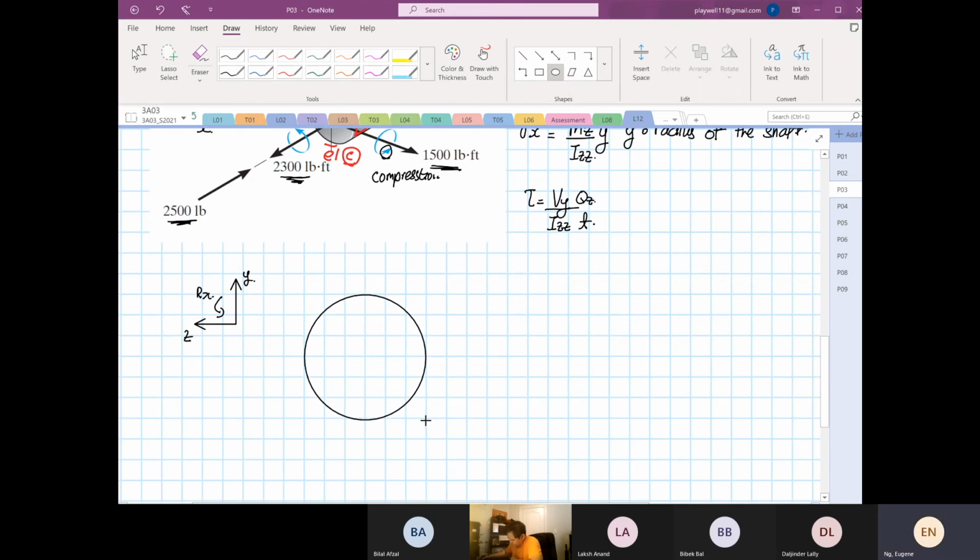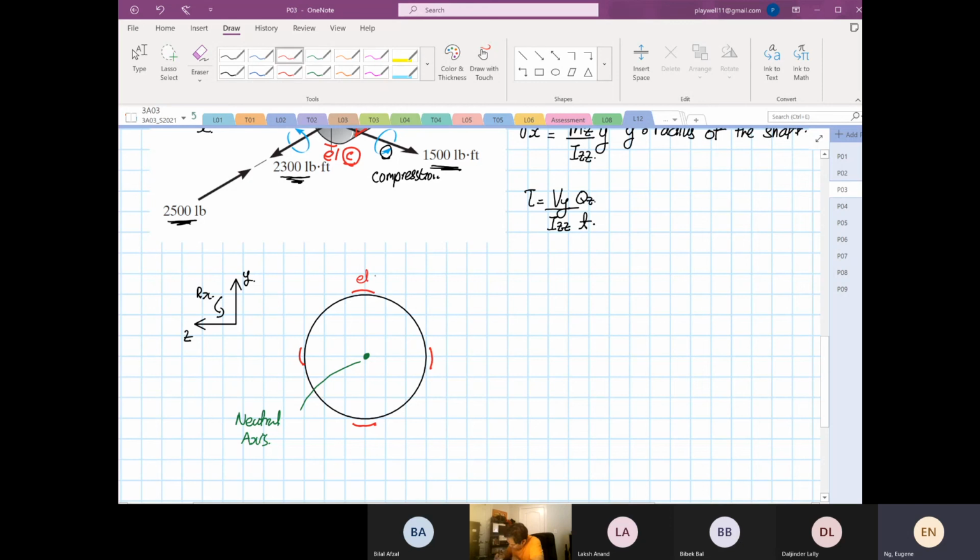Okay, so this is our shaft. So at this position over here, that is our neutral axis. I'll draw our elements. We have element here, element here, element here.